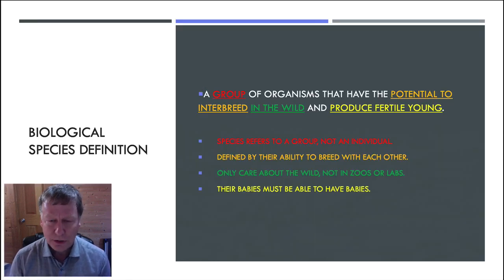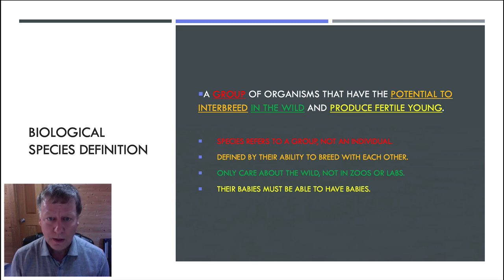In your Chapter 17 review, you came across the fact that there are multiple definitions of species. However, for the purposes of this assignment, as well as in general, we're going to use the most common and popular definition, which is called the biological species definition. And this can be stated as a group of organisms that have the potential to interbreed in the wild and produce fertile young. Now there's a couple really important phrases in there, and I've highlighted them in different colors. Let's run through them one at a time.